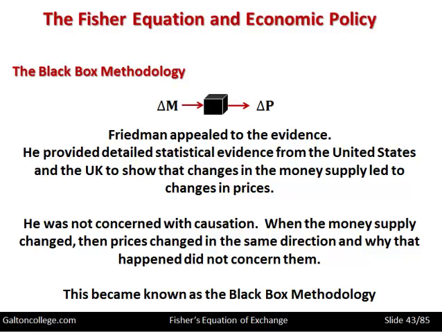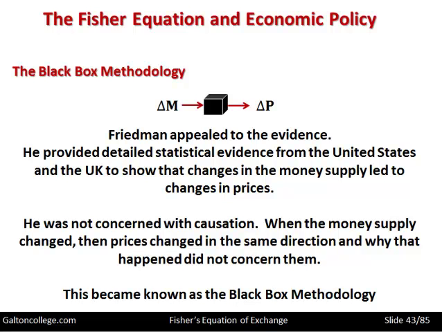However, Friedman appealed to the evidence. He provided detailed statistical evidence from the United States and the UK, and also Israel, I think, to show that changes in the money supply led to changes in prices. So if you look at the figures over a long period of time, when the money supply increased, there was a lag, and then prices would rise. When the money supply was constrained, there was a lag, but then inflation would fall. So prices, or inflation if you like, was linked to the money supply.